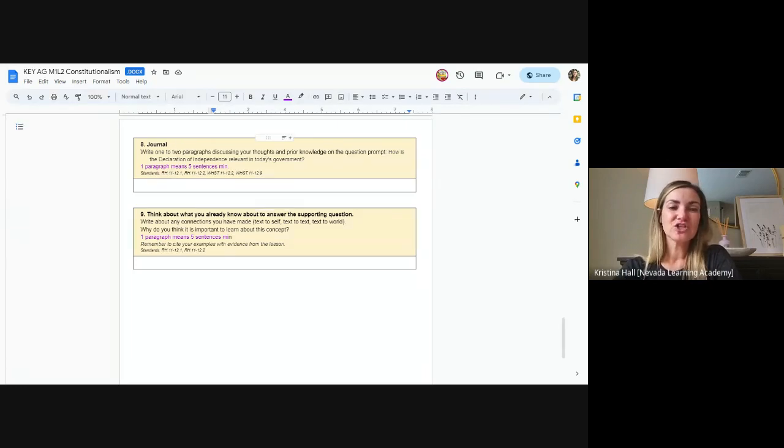And then you're going to have to answer the essential question: how is the Declaration of Independence relevant in today's government? So think about it in that same way, protests. We have the right to protest. We have the right to a trial by jury. If taxes are going to be changed, they have to be voted on. There's a lot of things today. It's a song reference. Yes.